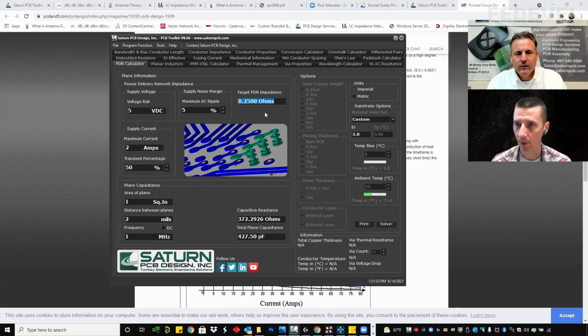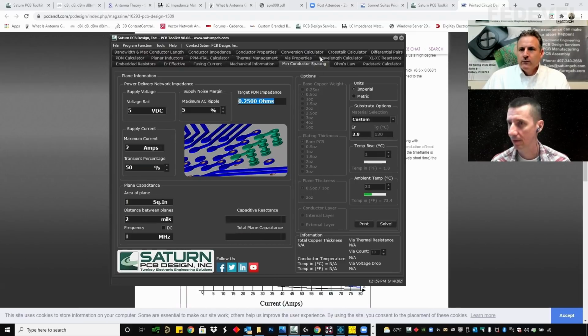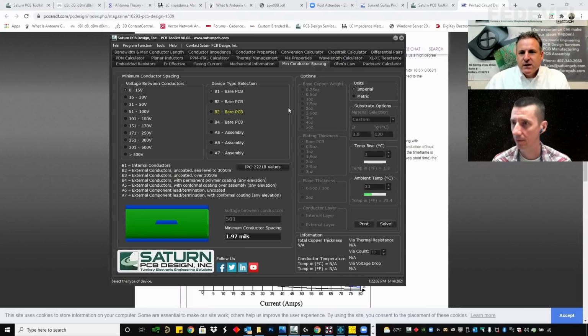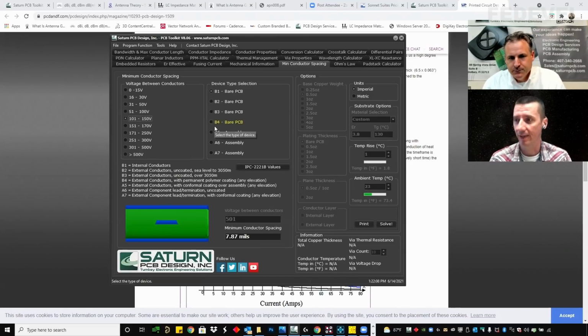Okay, what next do we have here? Planar inductors. Minimum conductor spacing. This is based off the IPC 2221B. Oh, actually, yeah, many people ask about this one because they would like to know what distance they should keep between tracks or something for different voltages. So we can talk about this one. Yeah, this is, again, in the 2221B.